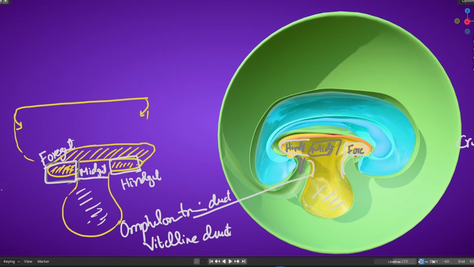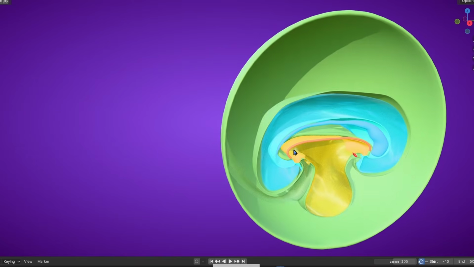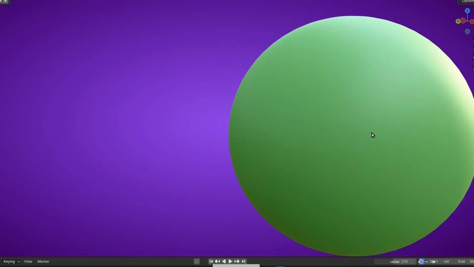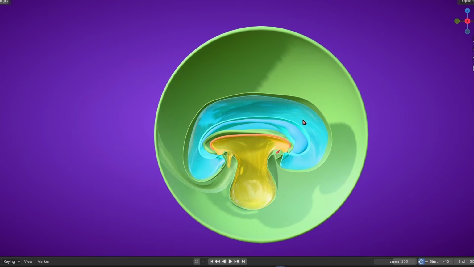Of course, here I am assuming that this one is the cranial side, so don't get confused, and this one is caudal. Of course, it depends upon how you are looking at these structures. If we had taken a section from the other side and we were looking from here, then the cranial and caudal side would have switched.